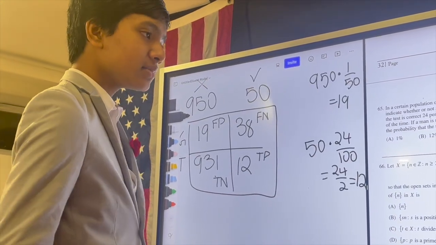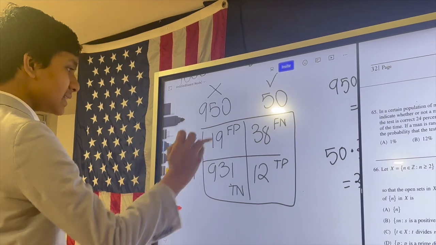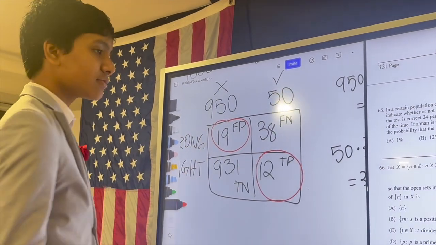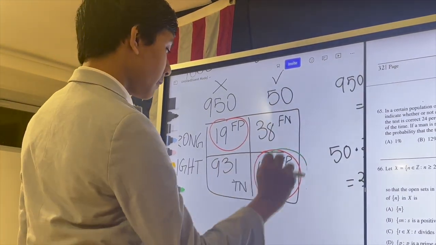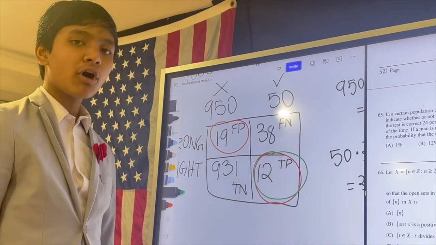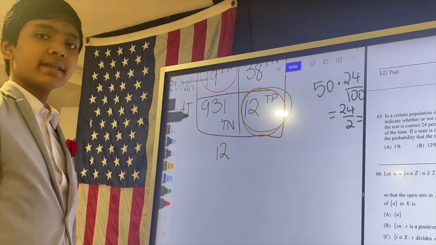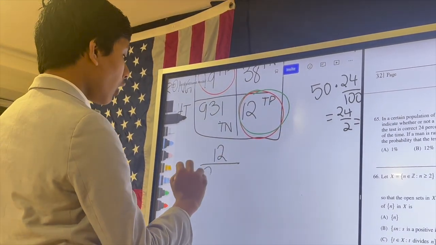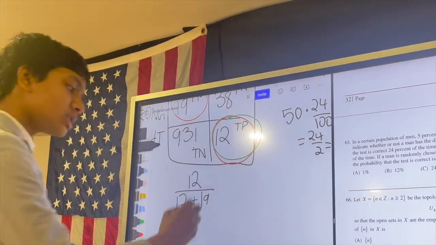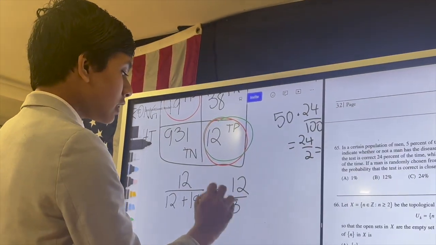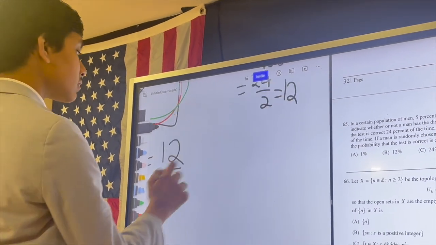So, if a man is randomly chosen from the population and the test indicates that he has the disease, which means it's one of these two groups who receive the positive result, then the probability that the test is correct, which is only for this group of people, is closest to which of the following. Of course, the test is correct for 12 of the people who took it and got a positive result, and overall, 12 plus 19 people took it and got a positive result, which means that the test will be correct for 12 divided by 31 of the people who took it and got a positive result.